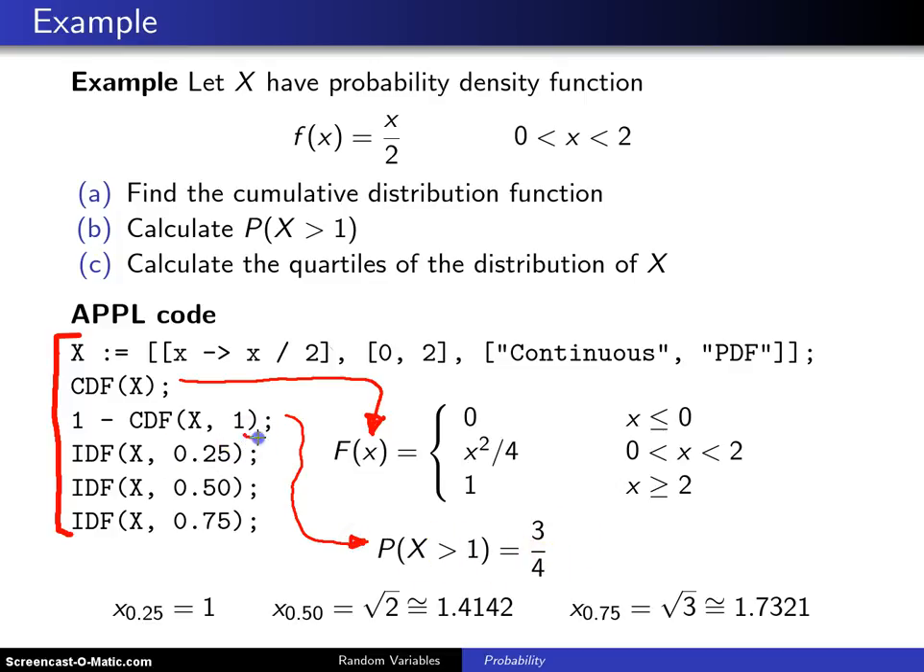That is 1 minus the CDF of x evaluated at 1, and that will be calculated right here as 3/4. Finally, these last 3 statements here, IDF of x evaluated at 0.25, 0.5, and 0.75 will give you the 25th percentile, 50th percentile, and 75th percentile of the distribution. We have seen these before. Of course, this middle one here is the population median.